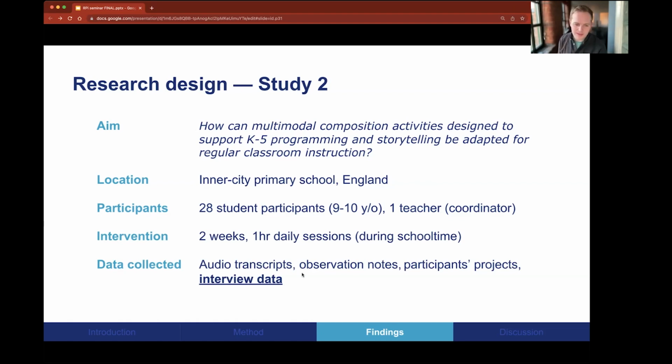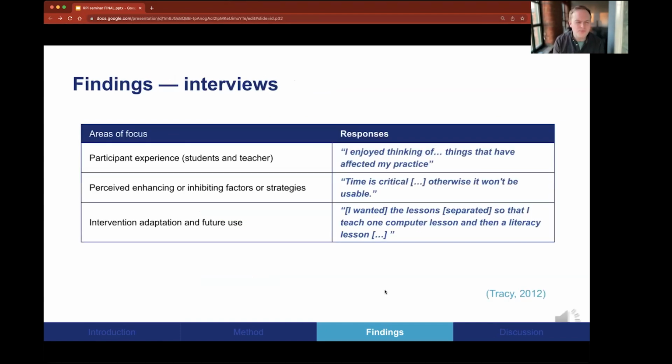Additionally, we collected interview data with the teacher. So at the end and throughout, we interviewed him. Let's call him Jake. We interviewed Jake about his experience of teaching the unit, different adaptations that he made, and also what he thought about the unit in general, its feasibility and value.